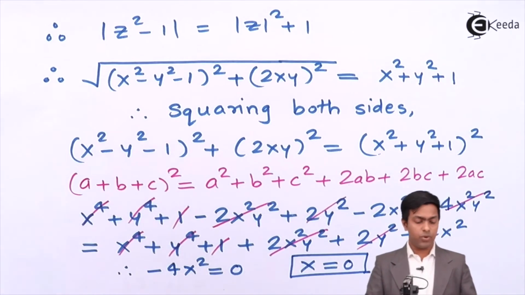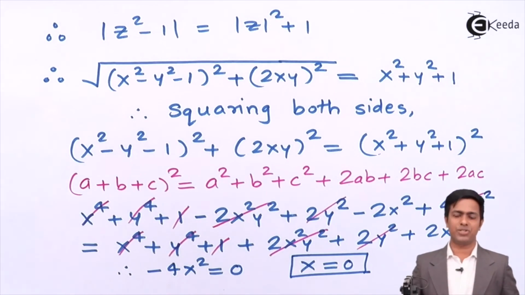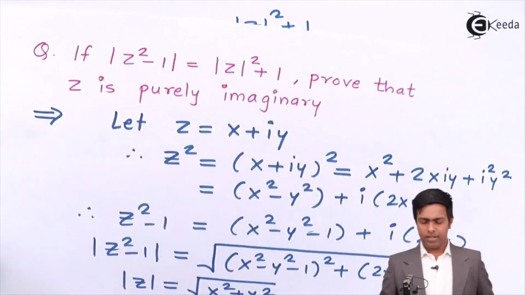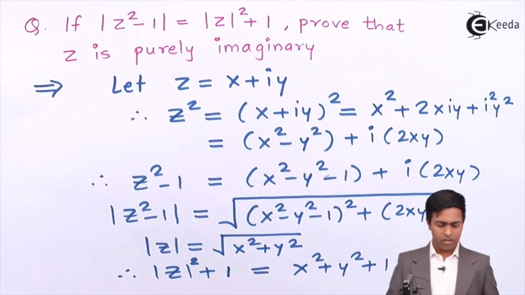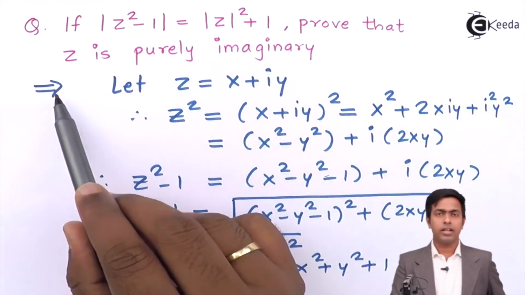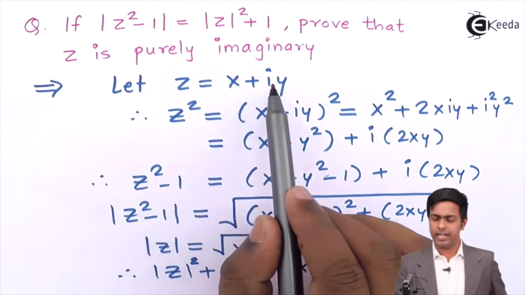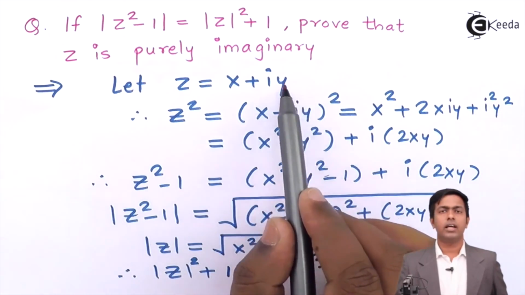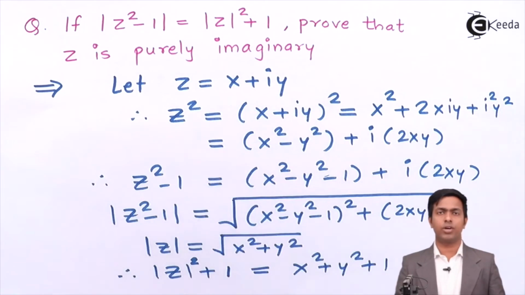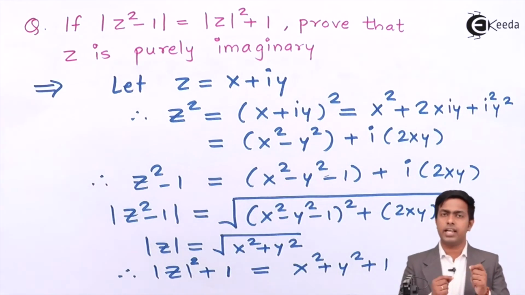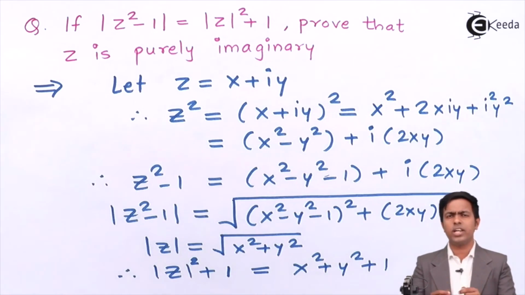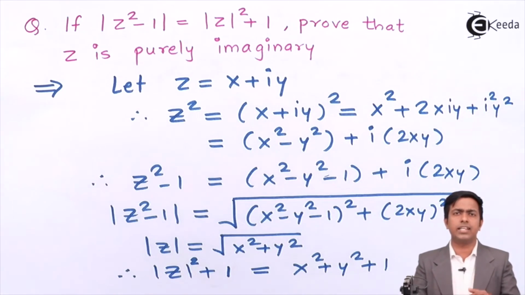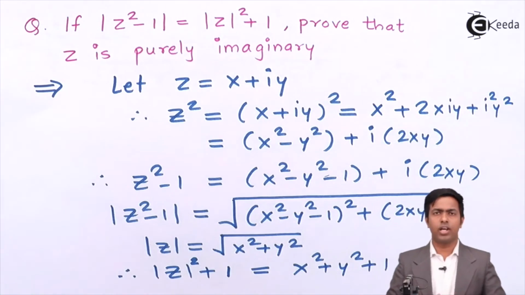So now guys, we are getting the real part equal to 0. Let's come back to the question. In the first statement we said let z equal x plus iy. Now we have proved that x is 0, which means z is iy. If z is equal to iy, it means z has only an imaginary term, therefore we say z is purely imaginary. So here we got the answer.